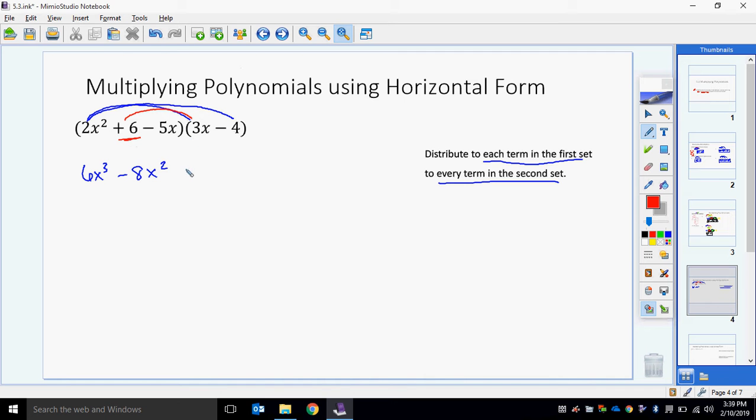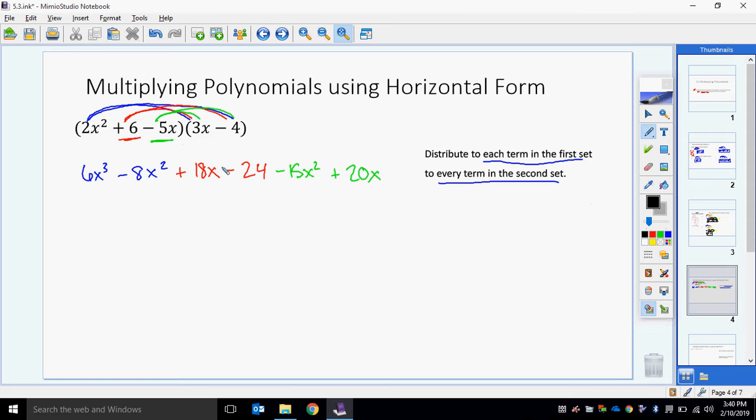So 6 times 3x would be 18x positive. A positive 6 times a -4 would be a -24. Okay, now we go on to this position. -5x needs to be multiplied times the 3x, so -15x squared, because x times x. -5 times -4 would be a positive 20, and there's an x with that.